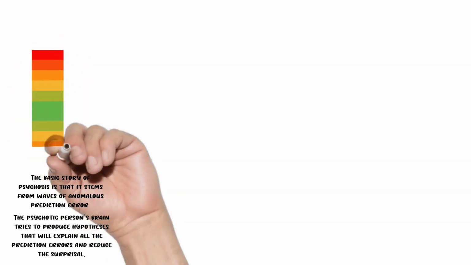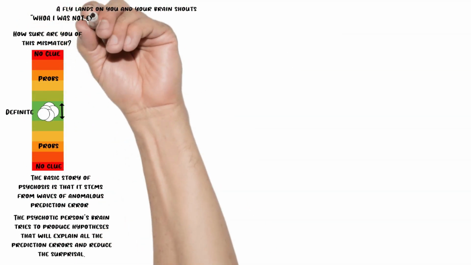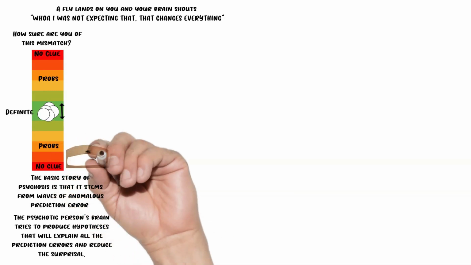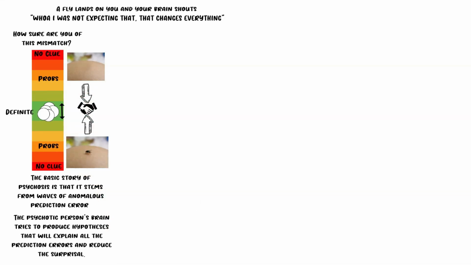So let's visualize someone with aberrant dopamine release and imagine that they have some aberrant prediction error and are incorrectly surprised by some sense data. So imagine a fly lands on that person and their brain shouts, "Whoa, I was not expecting that. That changes everything." So maybe this happens once and your brain is able to ignore it. So they'll think, that was a really significant event, but whatever, I'll go on with my day.